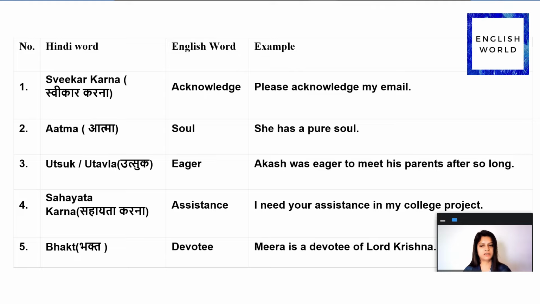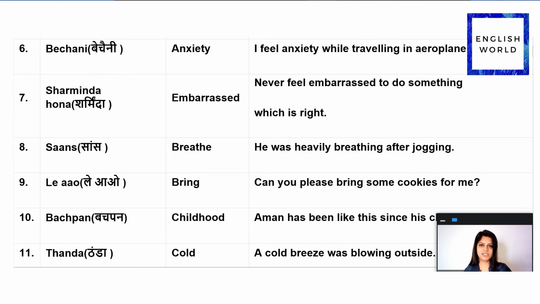Next is Bhakt. Bhakt is called devotee in English, and we can make a sentence as in Meera is a devotee of Lord Krishna. Next is Bechani. Bechani is called anxiety in English. You can say I feel anxiety while traveling in aeroplane. That means you are a little scared and a little nervous. You're not comfortable. So you will say I feel anxiety while traveling in aeroplane.